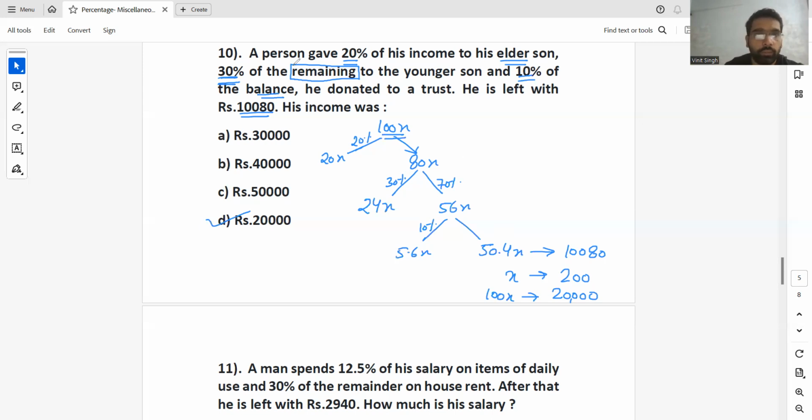Clear? Here the important word is remaining. Remaining means after giving some percentage to any person, the remaining amount. So 30% of the remaining means 30% of 80x. Now, next question.